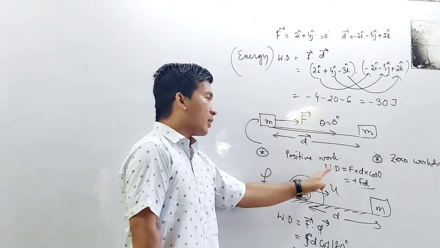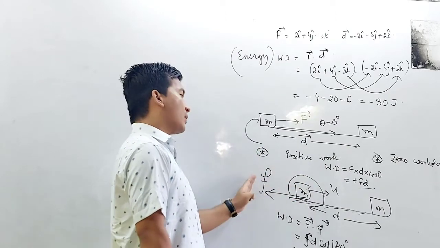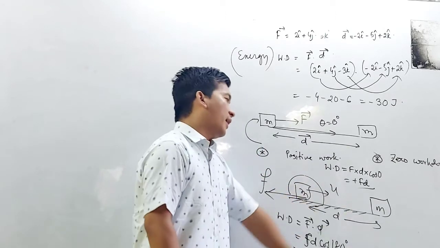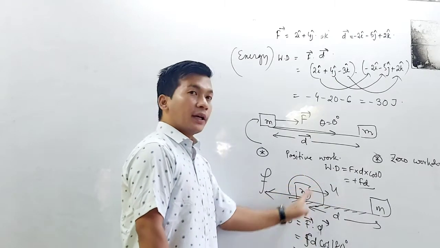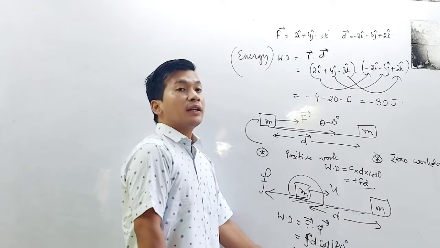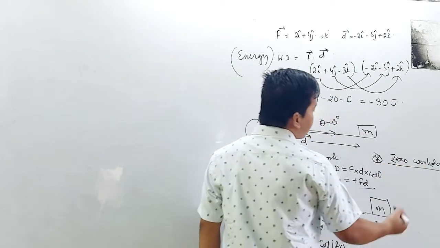Okay, and our answer will be positive if the force is applied along the displacement. If the force is opposite to the displacement, as in the case of friction, your angle will be 180 degrees. Okay, angle will be 180, so it will produce negative work done. And what about the zero work done? Zero work done is very simple.